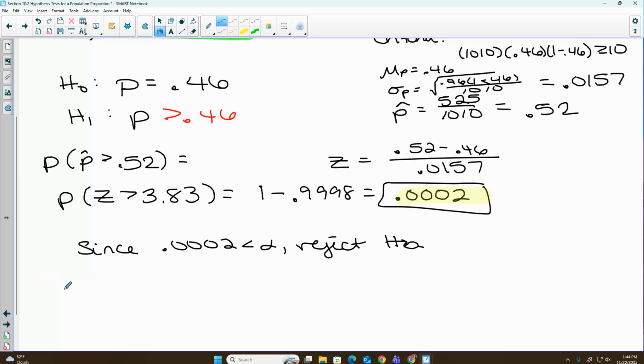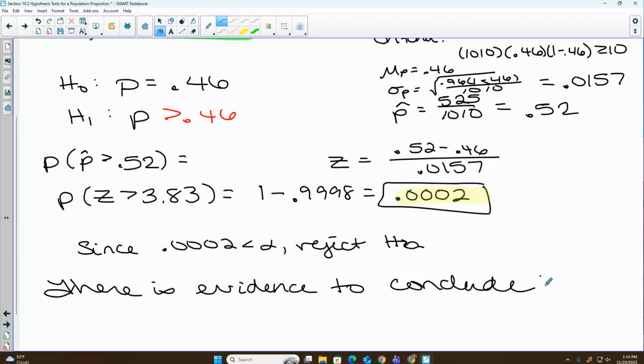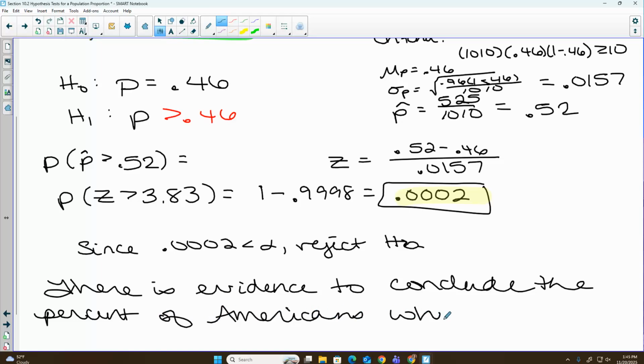Or if I asked you to write a sentence, I won't require a sentence on every one, but if I asked for a sentence, you would say there is evidence to conclude the percent of Americans who don't trust the media has increased.